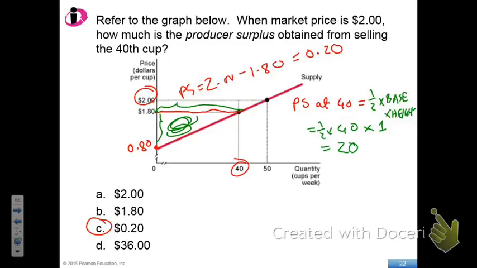So we can use the concept of producer surplus and consumer surplus and a little bit of trick from geometry to calculate a numerical or quantitative measurement of consumer surplus and producer surplus.